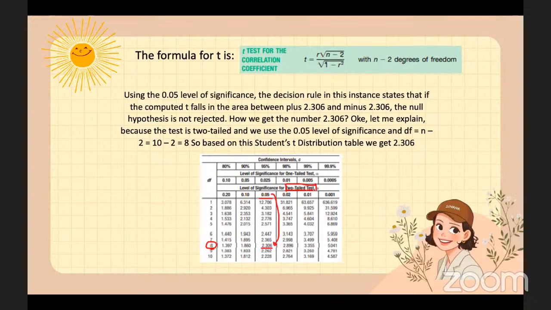Because the test is two-tailed and we use the 0.05 level of significance, and the degrees of freedom equal n minus 2, which is 10 minus 2 equals 8. So based on this Student's t distribution table, we get 2.306.